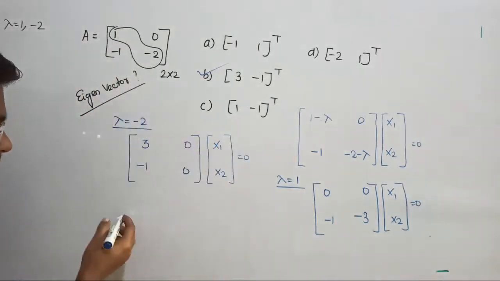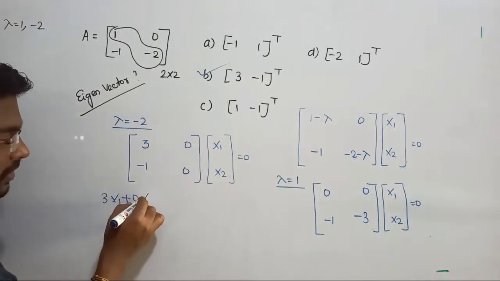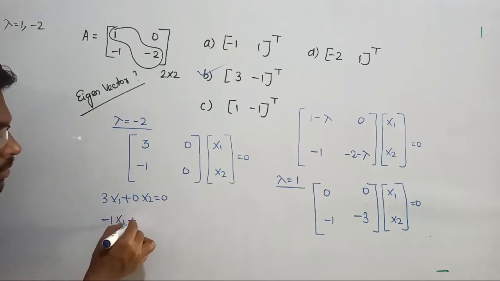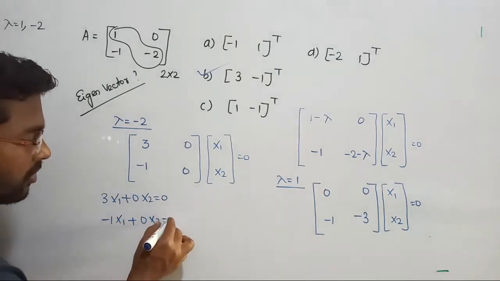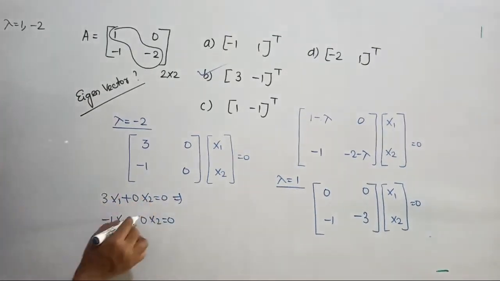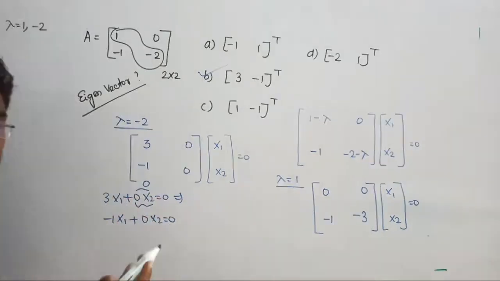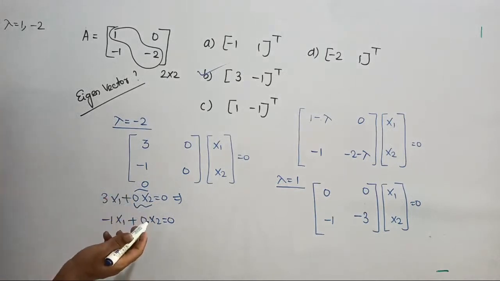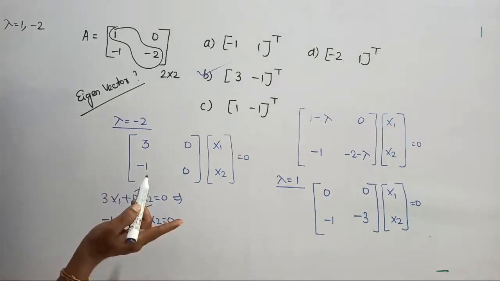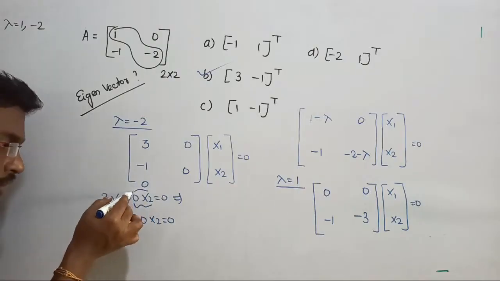If I solve this equation, the first equation can be written as 3x1 plus 0x2 equal to 0. Second one, minus 1x1 plus 0 into x2 equal to 0. If I solve any one of these equations, whichever you solve, see, 0 into x2 will be completely 0. I don't know the value of x2, but I know it is a finite value, but that value is not known. But 0 into anything except infinity will become 0 only, na? So this total value will be 0.